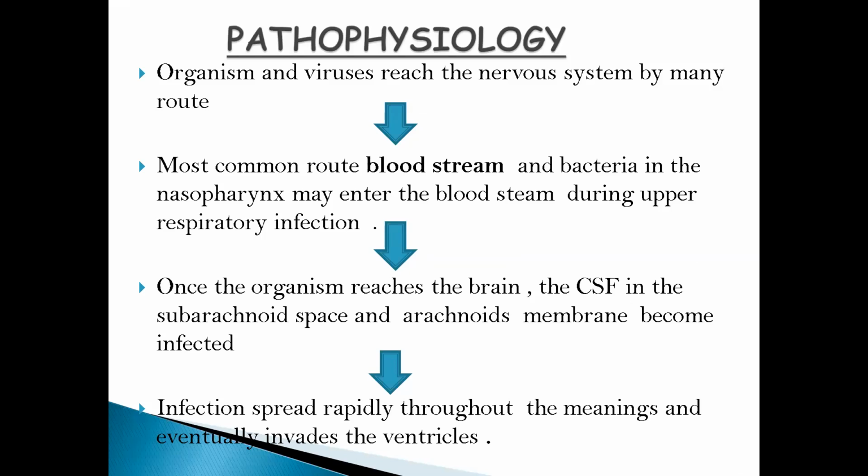We can see that the main causes may be viruses, bacteria, protozoa, or fungi. Due to these etiological factors, the organisms and viruses reach the nervous system by many routes. The most common route is the bloodstream, and bacteria in the nasopharynx enter the bloodstream during upper respiratory tract infections.